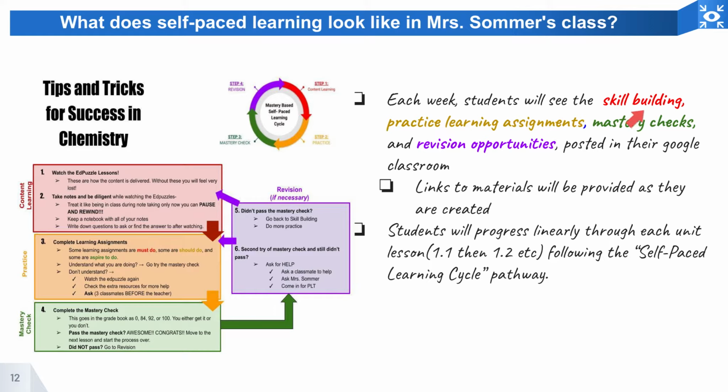Each week, students will see skill building. I actually call it content learning, practice learning assignments, mastery checks, and revision opportunities. The links to the materials will be provided to them as they are created, and students progress linearly through each lesson. So 1-1, then 1-2, etc., following the learning cycle pathway. Step 1 is content learning. Step 2 is practice. Step 3 is mastery check, and step 4 is revision if necessary.